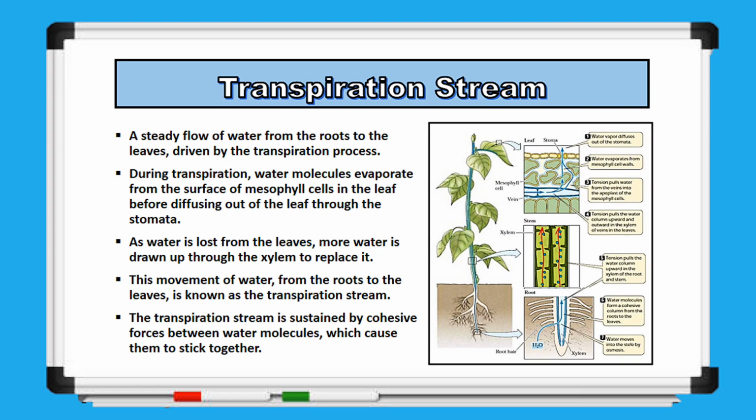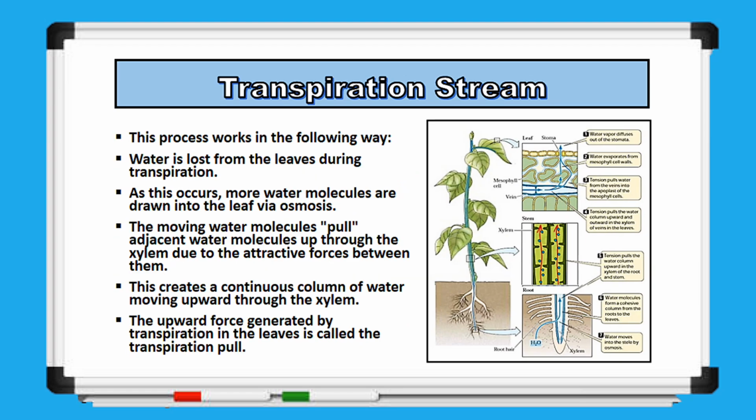If we see the diagram here, in the leaf we can see water vapor diffusing out through the stomata. Water evaporates from the mesophyll cell walls, and tension pulls water from the veins into the apoplast of the mesophyll cells. That tension also pulls the water column upward and outward in the xylem of the leaf veins. In the stem, the same tension continues to pull the water column upward through the xylem. And in the root, water molecules form the cohesive column from the roots all the way to the leaves, while water enters the stele by osmosis. The important labels on this diagram would be mesophyll cell, vein, xylem, stomata, root hair, and the xylem in the root section.